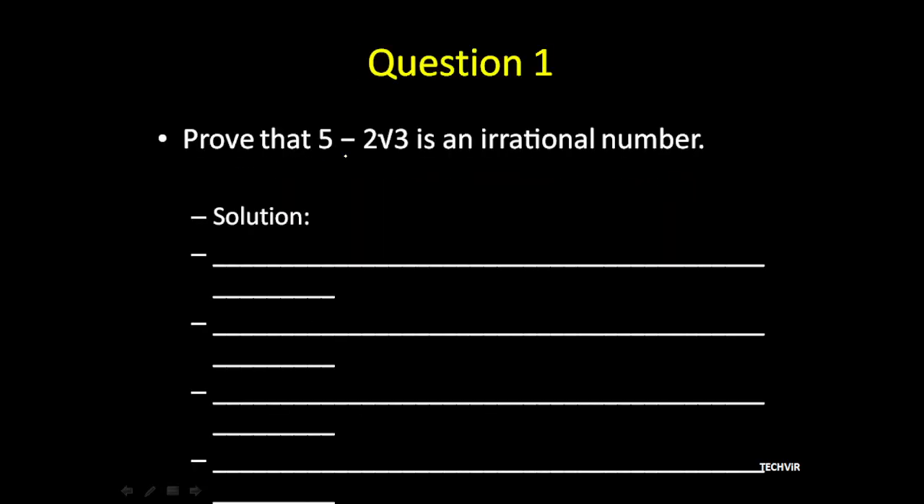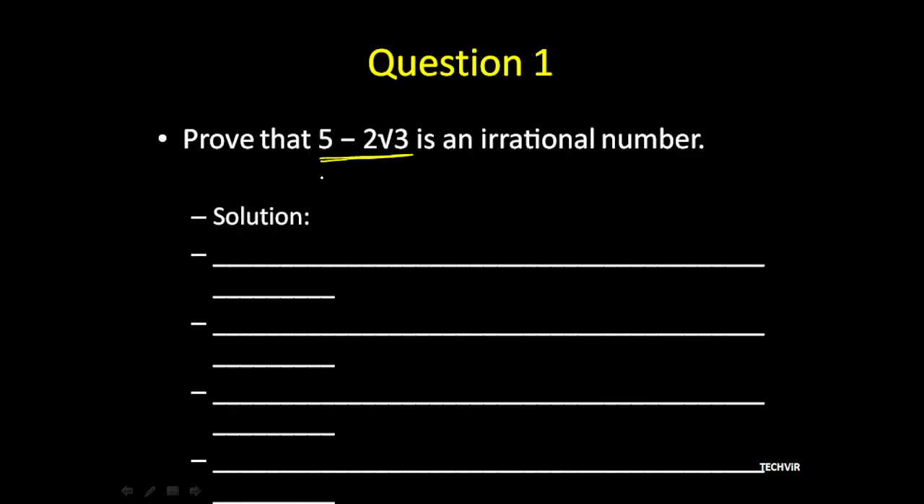Prove that 5 minus 2 root 3 is an irrational number. Okay, so you can come across such questions. They may be asked as a 3-mark question. You have to check whether it is an irrational number or you have to prove it. Okay, so we already know that subtraction of an irrational from a rational will give you an irrational number. So this is one proven result, but we need to prove it mathematically over here.